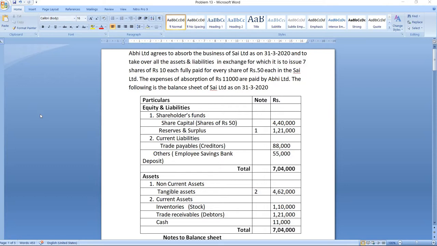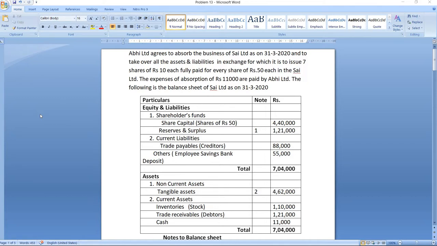Abhi Limited agrees to absorb the business of Sign Limited as on 31st March 2020 and to take over all the assets and liabilities in exchange for which it is to issue 7 shares of rupees 10 each fully paid for every share of rupees 50 each in the Sign Limited. The expenses of absorption of rupees 11,000 are paid by Abhi Limited. The following is the balance sheet of Sign Limited as on 31st March 2020.